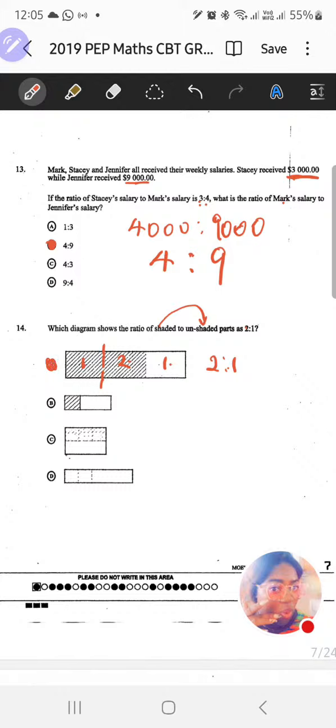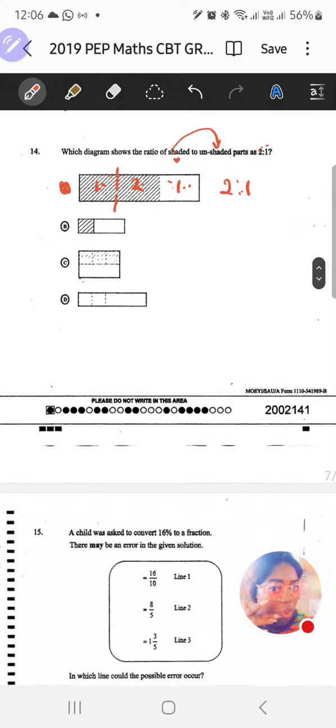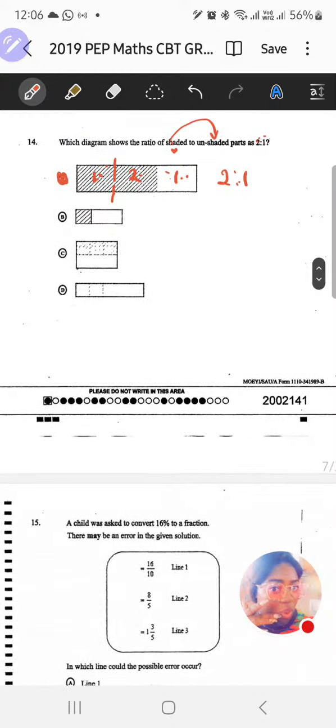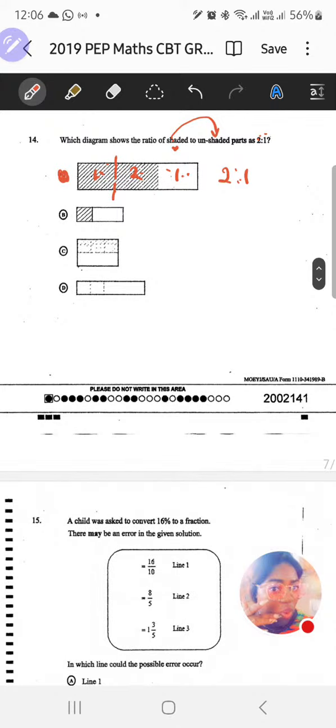We can also think about this as 2 to 1 means we have 3 equal parts, but 2 of them are shaded and 1 is unshaded. So we have the 3 equal parts here, 2 of them shaded and 1 not shaded. But it's important to note that the shaded part is the part that we're going to look at first, because that's what the question says. All right. Good job. Let's move on to number 15.